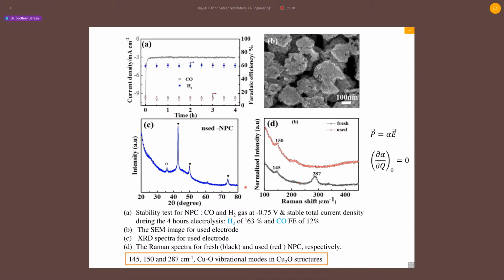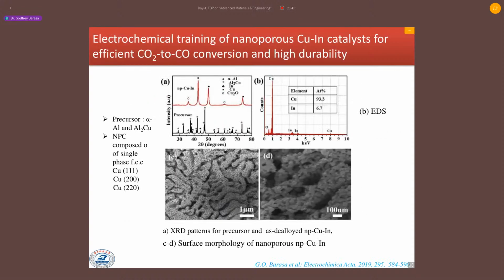For our structure, we looked at the stability of the nanoporous copper, and the main products were carbon monoxide and hydrogen. This is how the morphology was. This was the Raman spectroscopy of that particular structure, the surface, how it was looking. Then we can get this paper, that is Godfrey Barasa et al., Electrochimica Acta 2019, which talks about electrochemical training of nanoporous copper indium catalyst for efficient CO2 to CO conversion and stability.